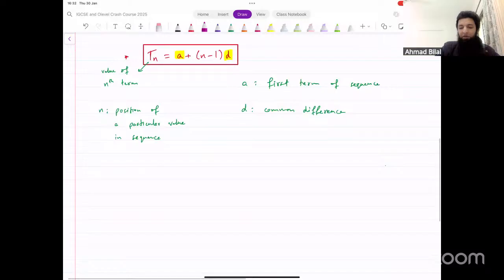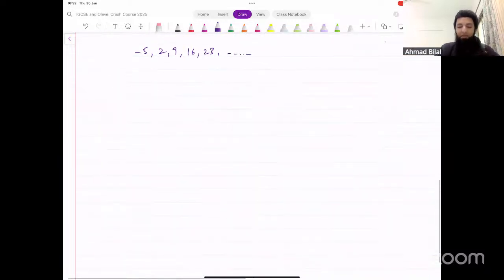Now, if I were to write down a sequence here, let's say I have something like this: minus 5, 2, 9, 16, 23, and so on. This is a sequence that I have. Now, is it a linear sequence? Is it an arithmetic sequence? Let's think about it. Yes, because the difference between the terms is constant. This is 7. This is 7. This is also 7. All of these differences are the same.